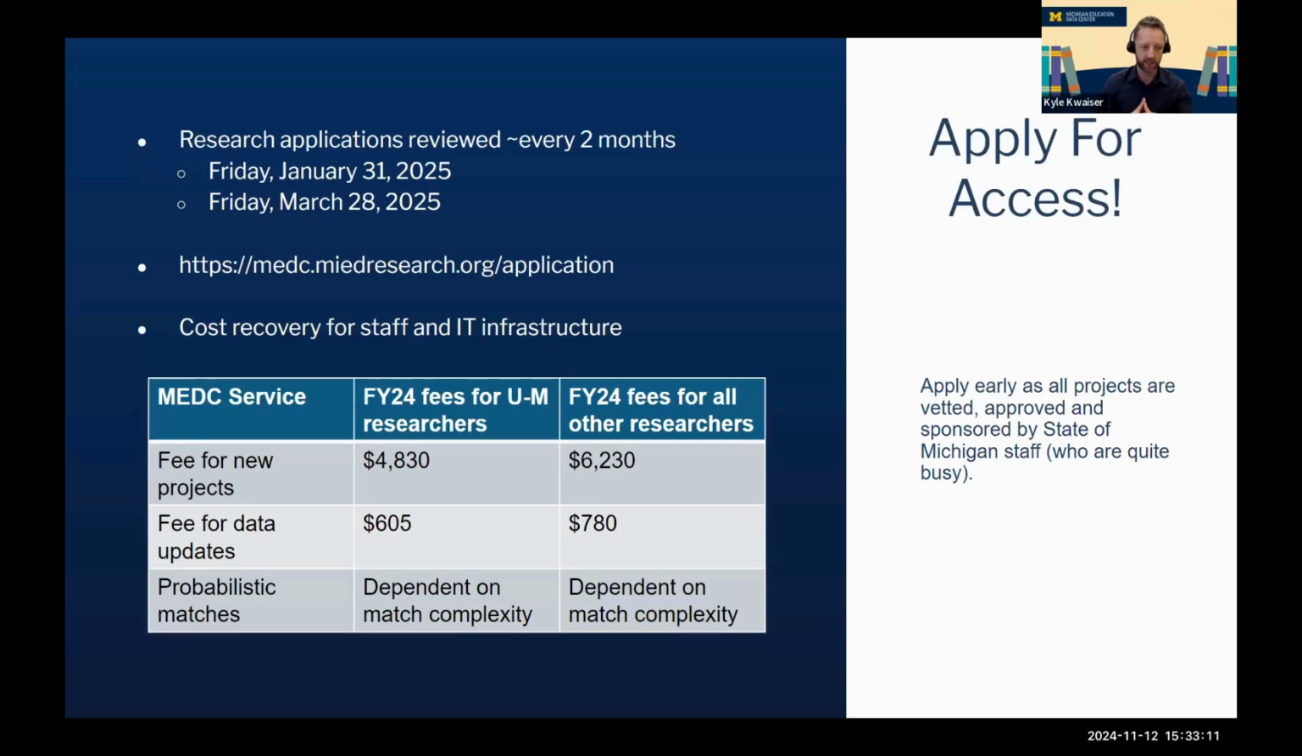We have implemented a cost recovery plan. This is just to help us pay for the infrastructure, pay for my time, Jasmina's time, and other staff who help build out data files and maintain them. And you can see the costs there. The difference for U of M and non-U of M has to do with cost recovery from the University of Michigan side, so that's kind of beyond our control. For matches, the cost will depend on how complex, and in some ways how novel, the match you require is.